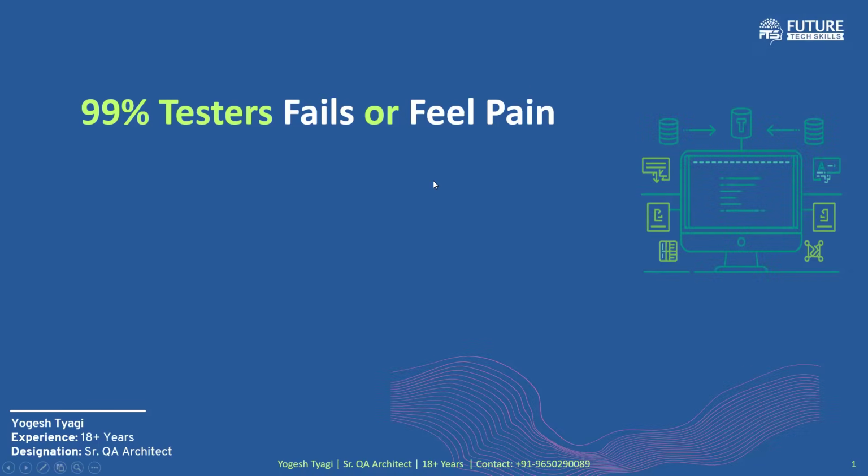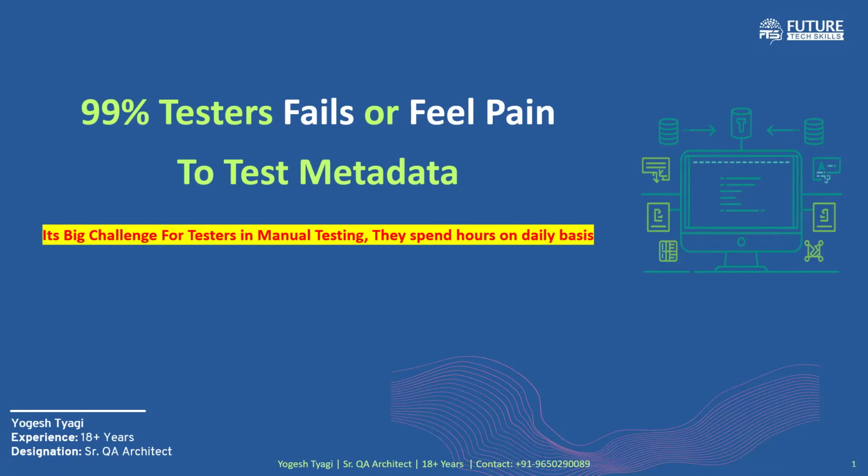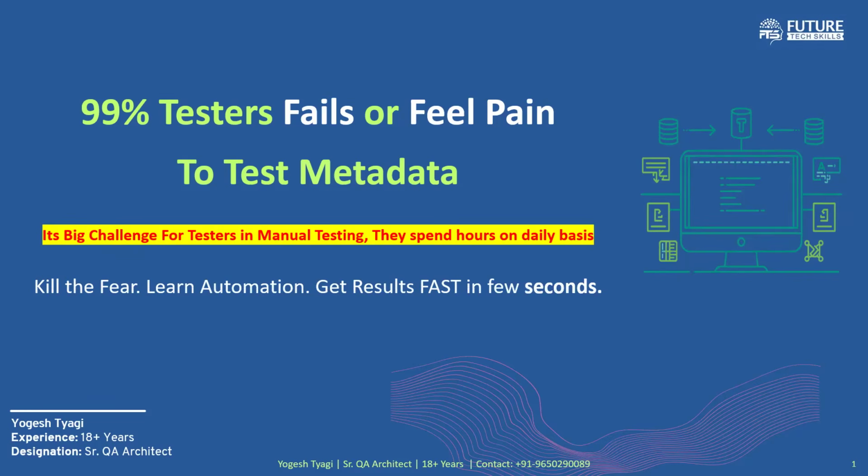Hey everyone, good morning. So today we are going to start a very good topic where more than 99% of testers fail or feel pain, that is metadata testing. They are unable to perform it, or when they are performing it manually, they feel a lot of pain. They take hours and hours to complete the testing. So guys, that's the big challenge for manual testers, spending hours and hours on the same task on a daily basis. So kill the fear, learn automation, get results fast in a few seconds.